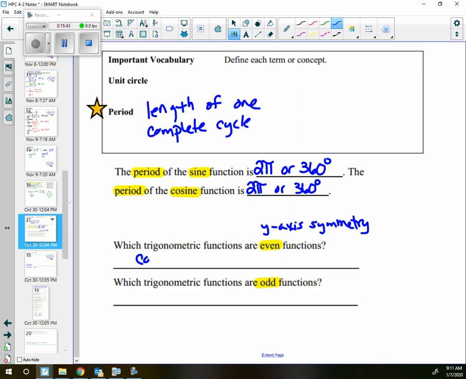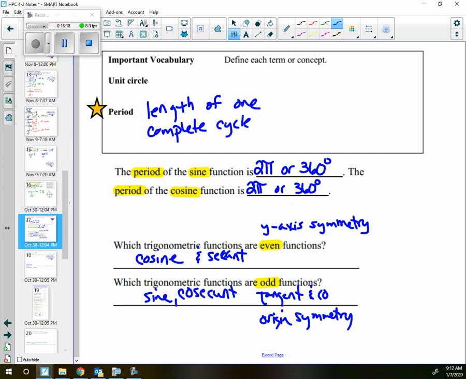Because of this idea of repetition and periodic functions, cosine and secant are the ones that actually have that symmetry. So they look the same on one side of the y-axis as they do on the other. They're considered even. Do you remember what symmetry odd functions have? Starts with an O. That was origin symmetry. So if you look at the graphs that we're going to talk about for our trig functions, the ones that are odd are sine, cosecant, so those reciprocals, and also tangent and cotangent. So all the other ones are odd functions, so they have origin symmetry.